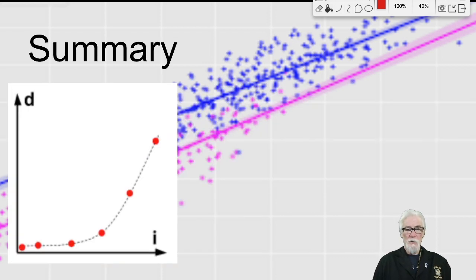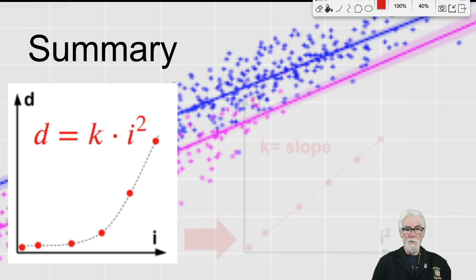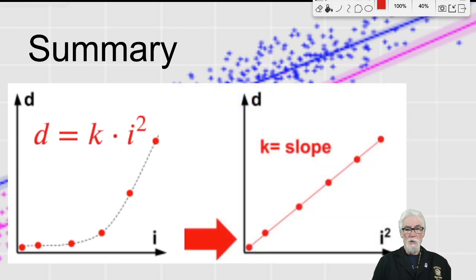So let's summarize. If you have a scatter plot that looks like this, the relationship is going to be: the dependent variable is equal to a constant number times the square of the independent variable. And how do you find out the value of that constant number? Well, you replot with the independent variable squared on the horizontal axis, and keep the dependent variable on the vertical axis, find the slope of that line, and that's the k that goes in that equation.